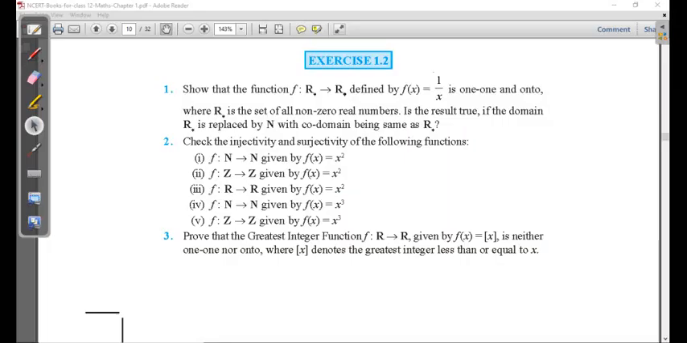Question 2, sub 1. Check the injectivity and surjectivity of the following functions. I am not going to do all of them, but I will show you how, because the approach is the same for all. So, let us start with the first one.